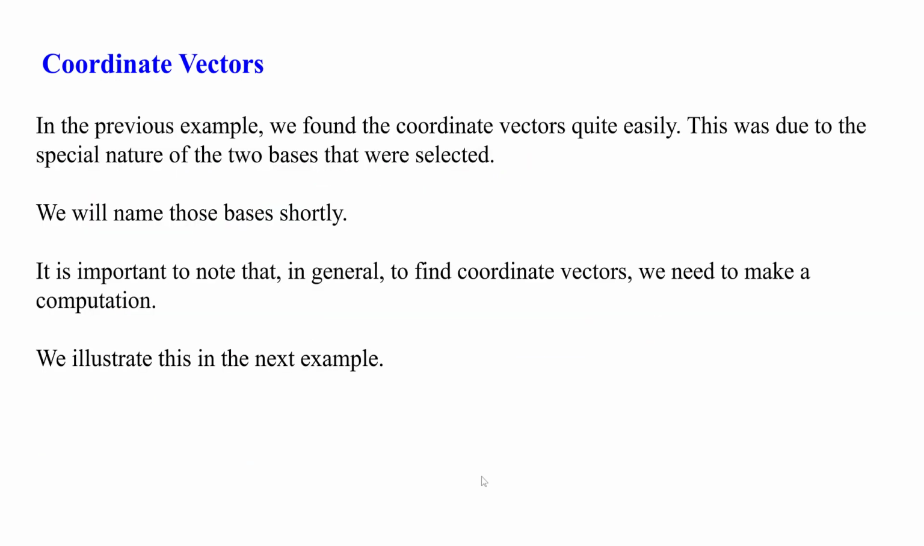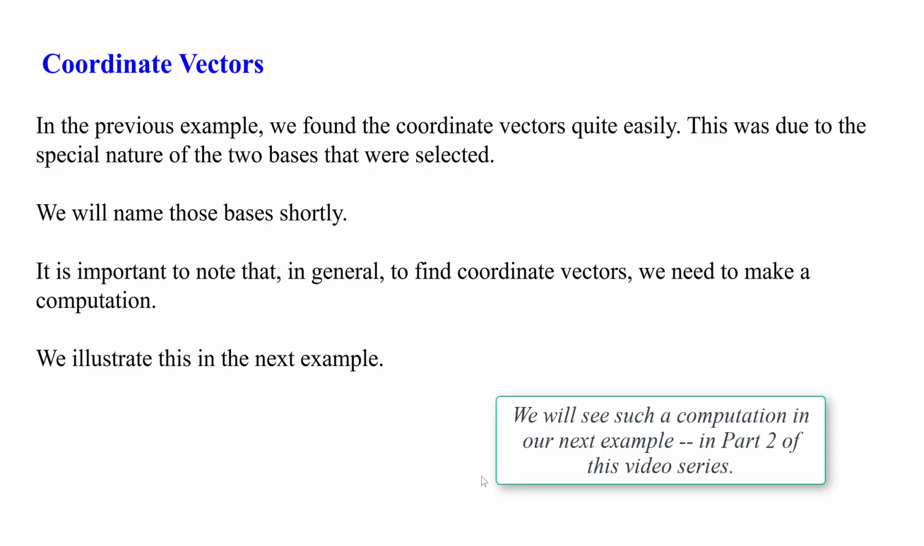Okay, so in this previous example, we found those coordinates quite easily. Well, why? Because this was a very nice basis to work with. We call that basis B the canonical basis, that basis of 1, t and t squared, the canonical basis of P2(t). So we didn't really have to make any computation. We found those coordinates by inspection. Sometimes you'll have to make computations. In fact, most of the times you will have to make computations.